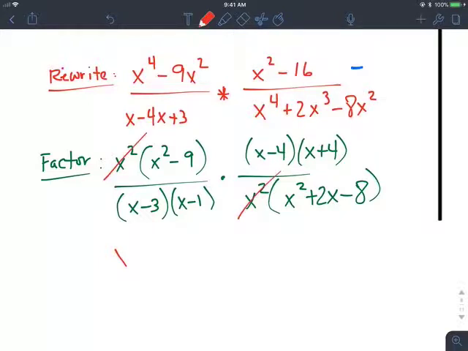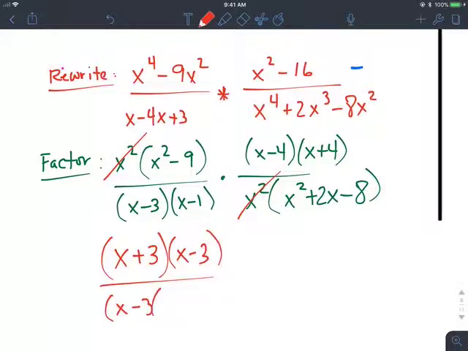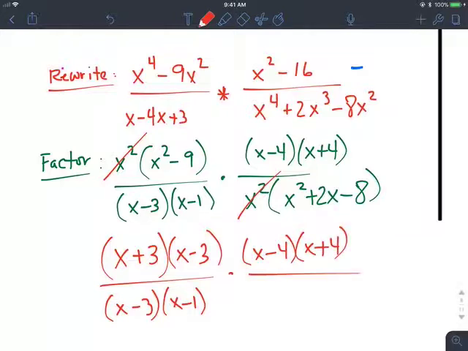We don't need that. So now I'm going to factor the x squared minus 9, x plus 3, x minus 3, over x minus 3 times x minus 1, times x minus 4 times x plus 4, over x plus 4 times x minus 2.